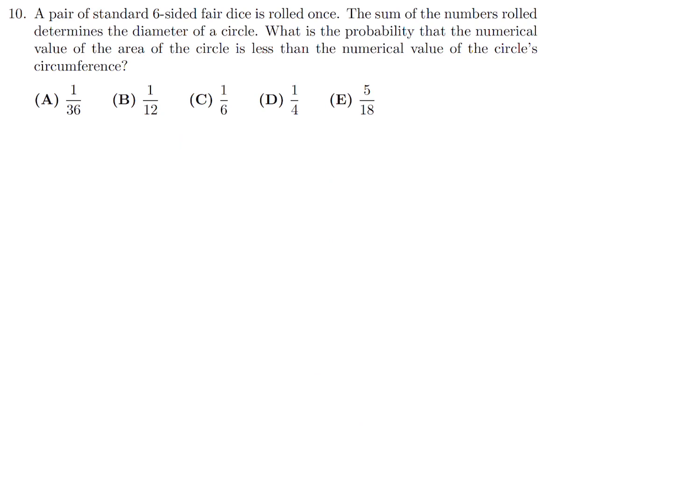A pair of standard 6-sided fair dice is rolled once. The sum of the numbers rolled determines the diameter of a circle. What is the probability that the numerical value of the area of the circle is less than the numerical value of the circle's circumference?